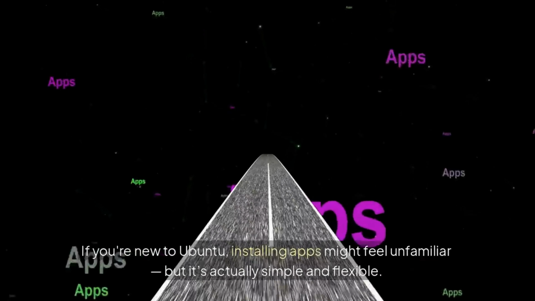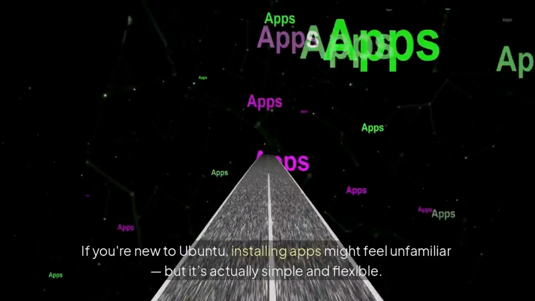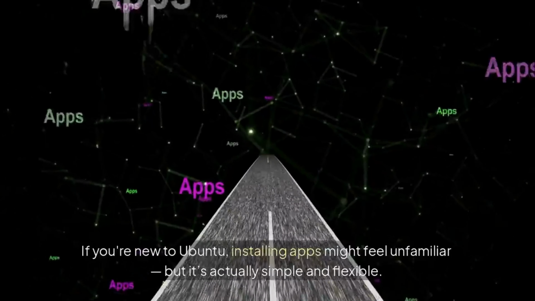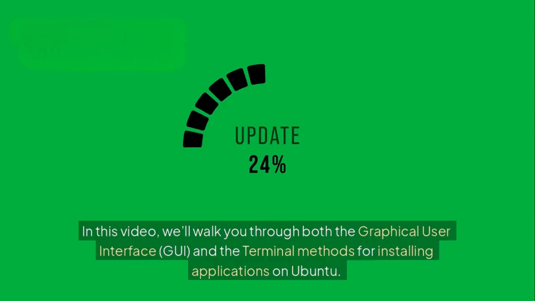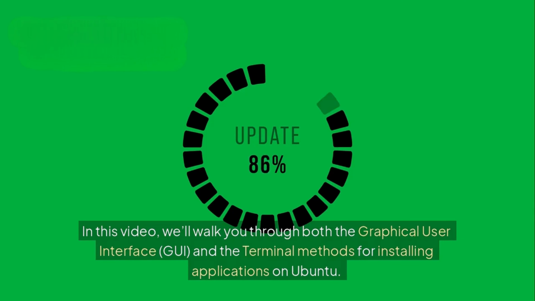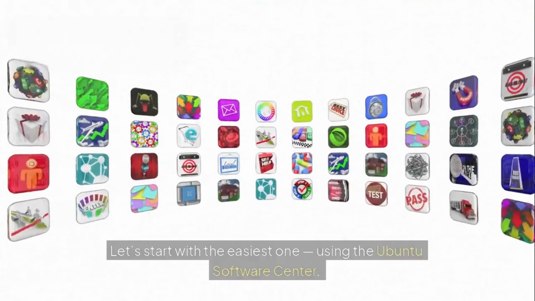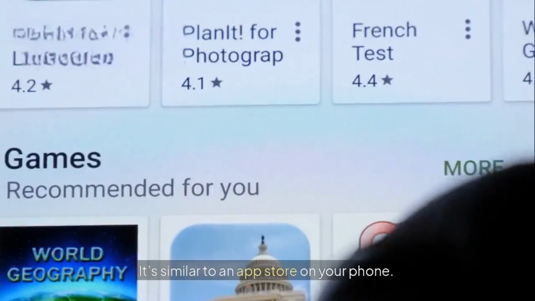If you're new to Ubuntu, installing apps might feel unfamiliar, but it's actually simple and flexible. In this video, we'll walk you through both the graphical user interface, GUI, and the terminal methods for installing applications on Ubuntu. Let's start with the easiest one, using the Ubuntu Software Center. It's similar to an app store on your phone.